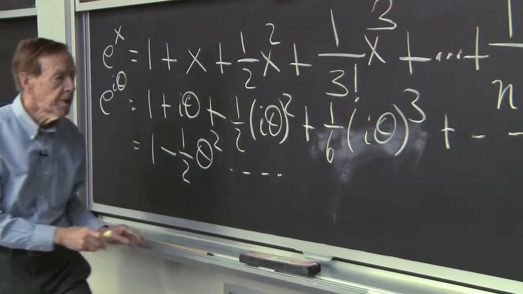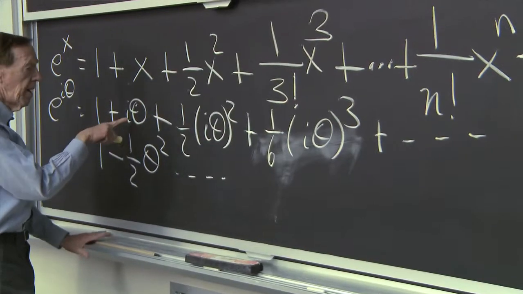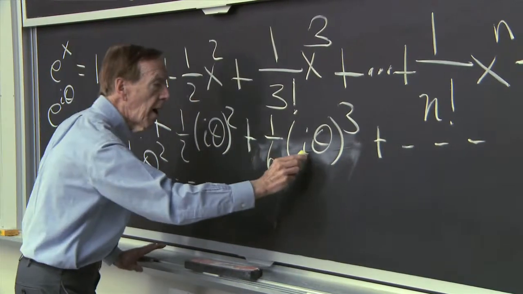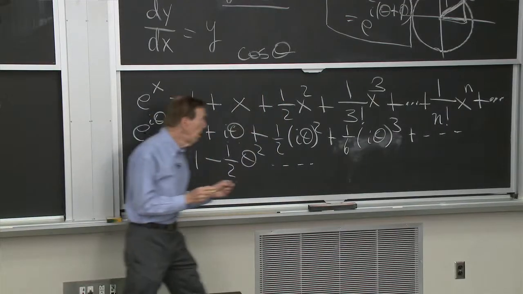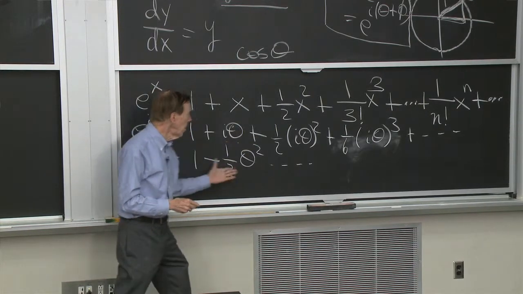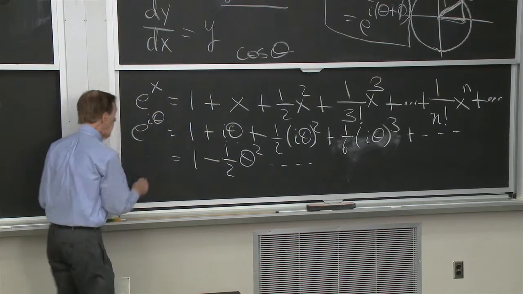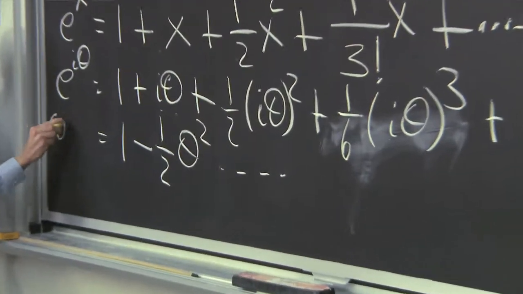And then the imaginary part, can I do the imaginary part? I have the i and the i cubed. You see that the even powers are going to go in this part. And that part is amazingly cos theta.